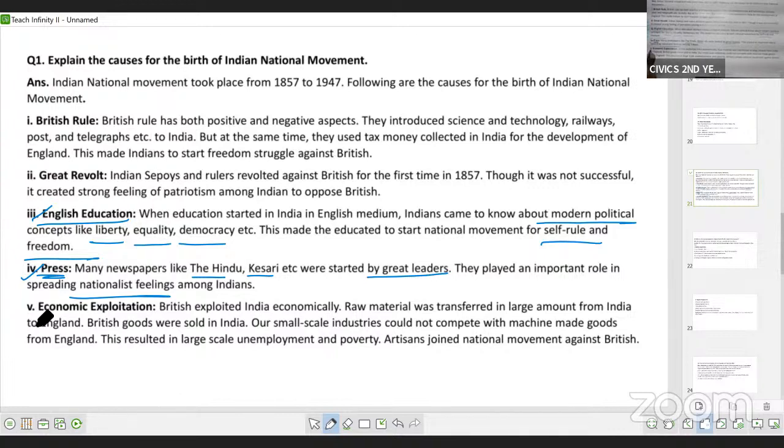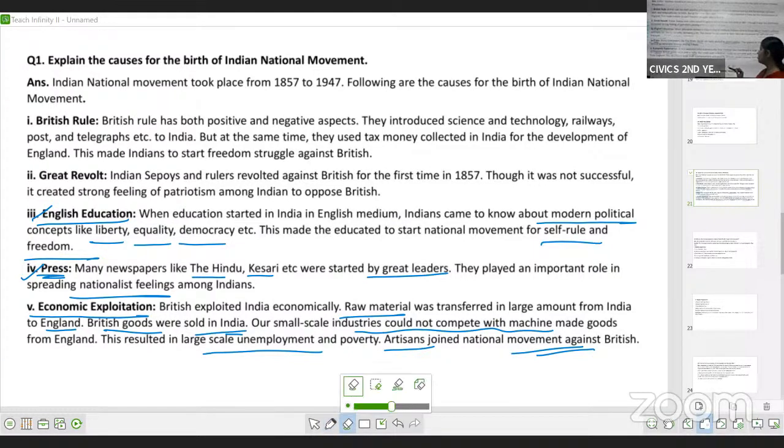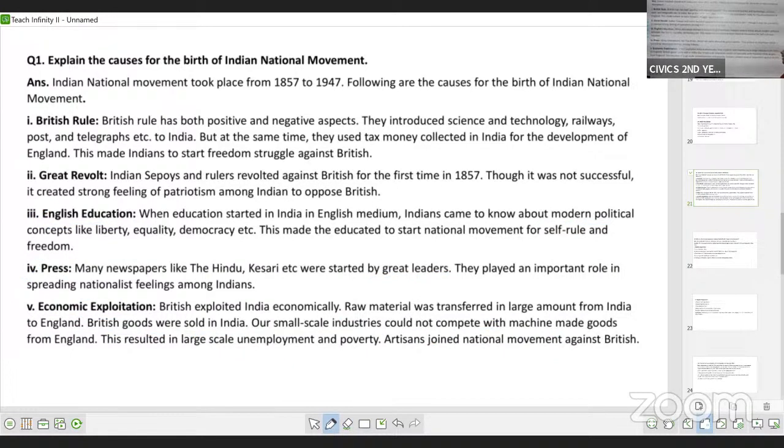Next is economic exploitation. Indians were economically exploited. The Britishers used to take raw materials from India and transfer them to England. With that raw material they made goods, and those British goods were sold in India. So our small scale industries could not compete with the machine made goods. This resulted in large scale unemployment and poverty. The artisans who used to make various goods joined the Indian national movement against the Britishers. So economic exploitation is a reason for the Indian national movement.